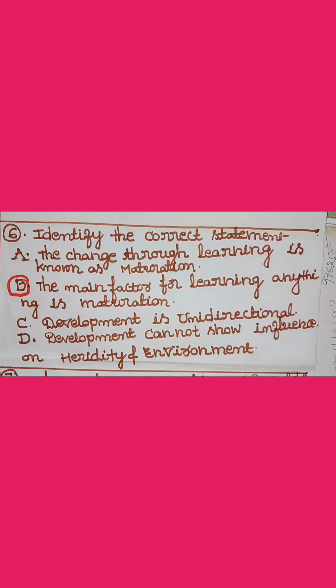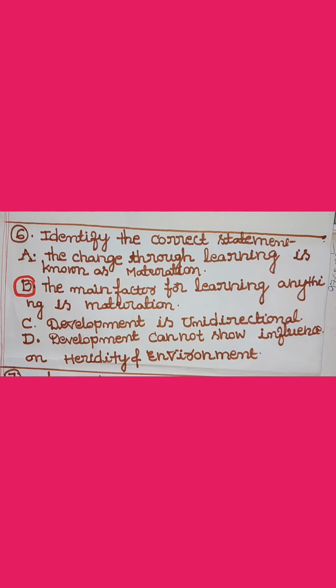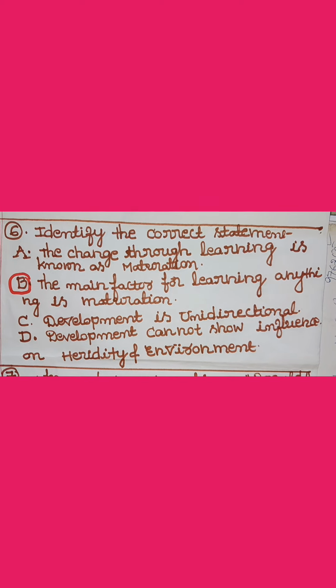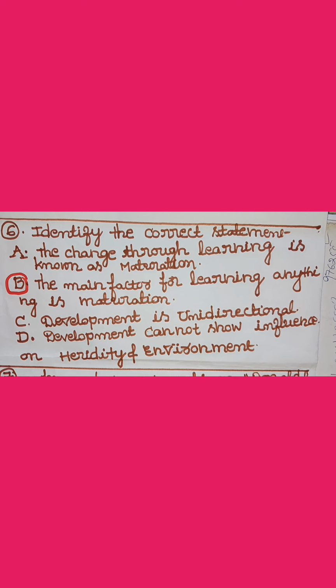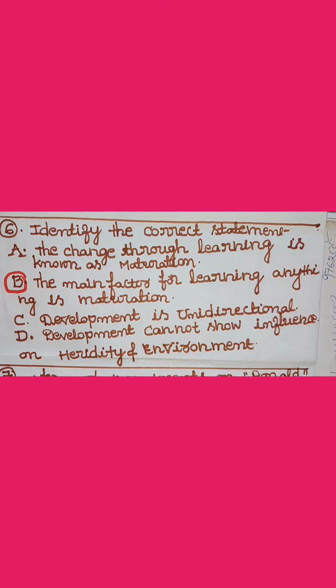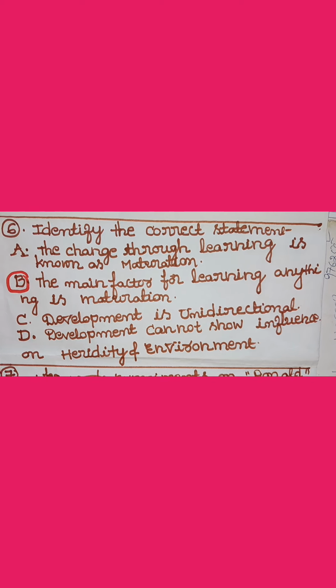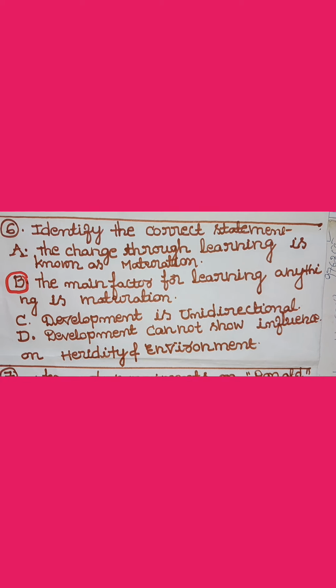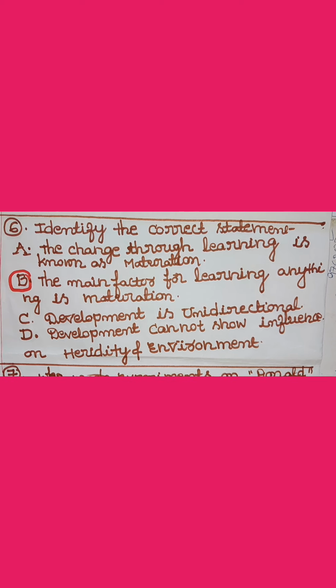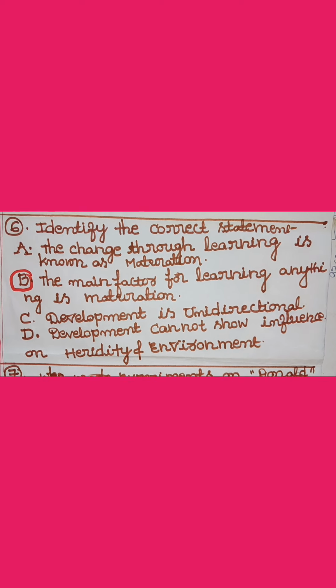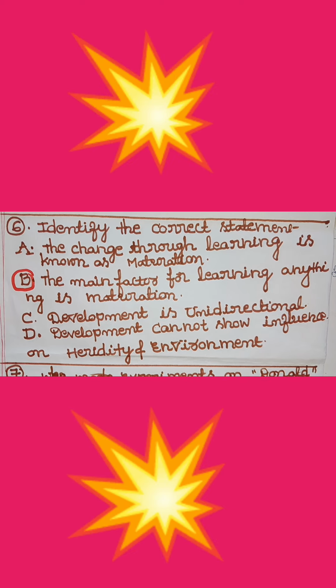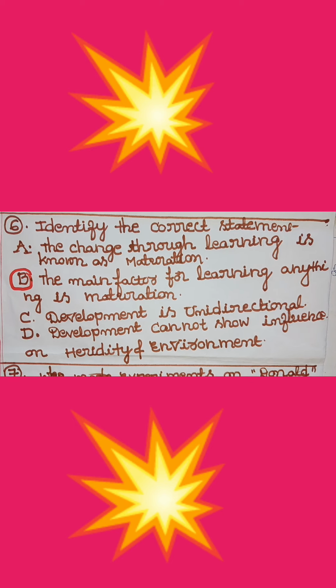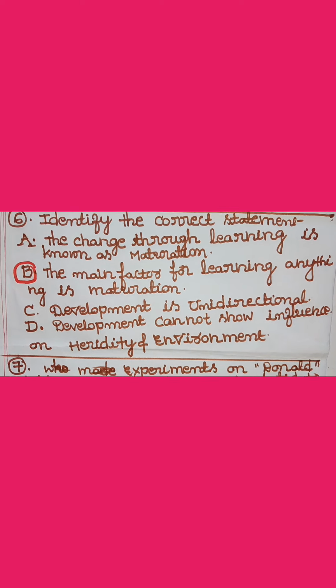Question number 6. Identify the correct statement. A. The change through learning is known as maturation. B. The main factor for learning anything is maturation. C. Development is unidirectional. D. Development cannot show influence on heredity and environment.